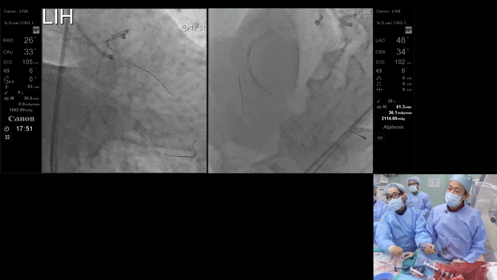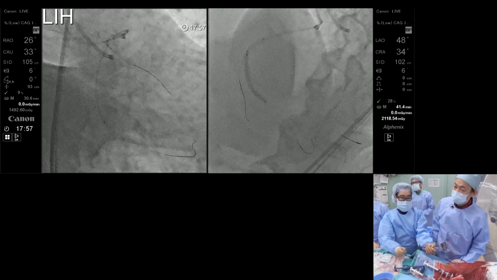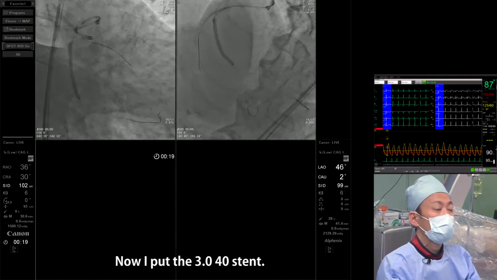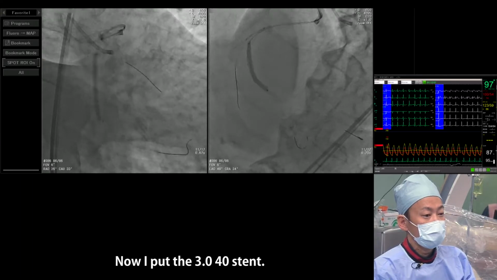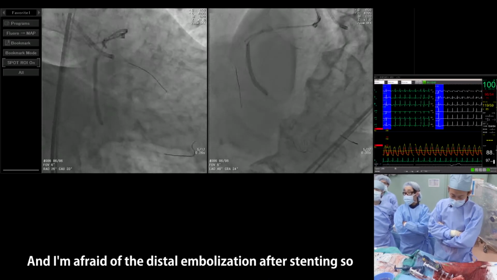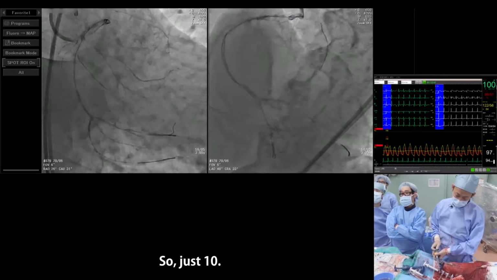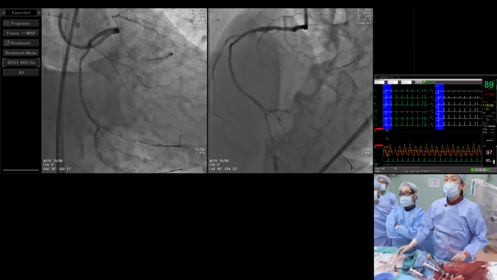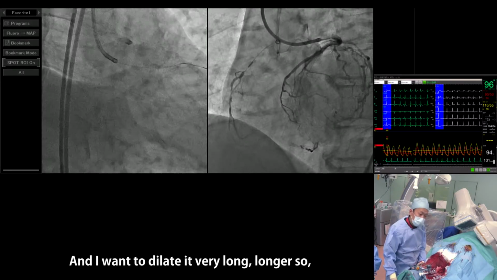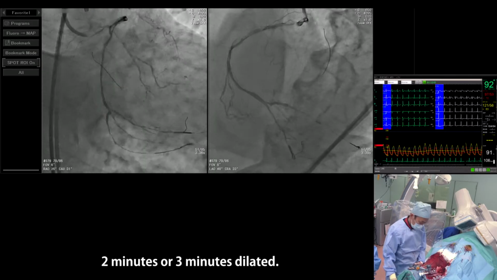Now I put the 3.0 by 40 stent. I'm afraid of distal embolization after stenting, so the stenting pressure is not so high, just 10. And I want to dilate it for a longer time, so 2 minutes or 3 minutes dilated.